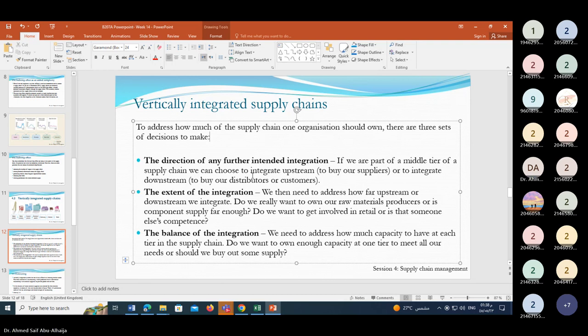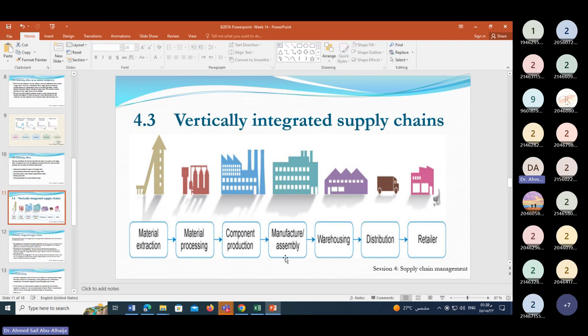So this is the question. You want to buy your suppliers, or you want to buy your distributors or customers? That's a question. Why? Is there a difference? Yes, for sure. If you want to buy your suppliers, what is this called? Upstream integration. Why? Because you are buying upstream. If you are the manufacturer and you want to buy the suppliers, this is called upstream integration.